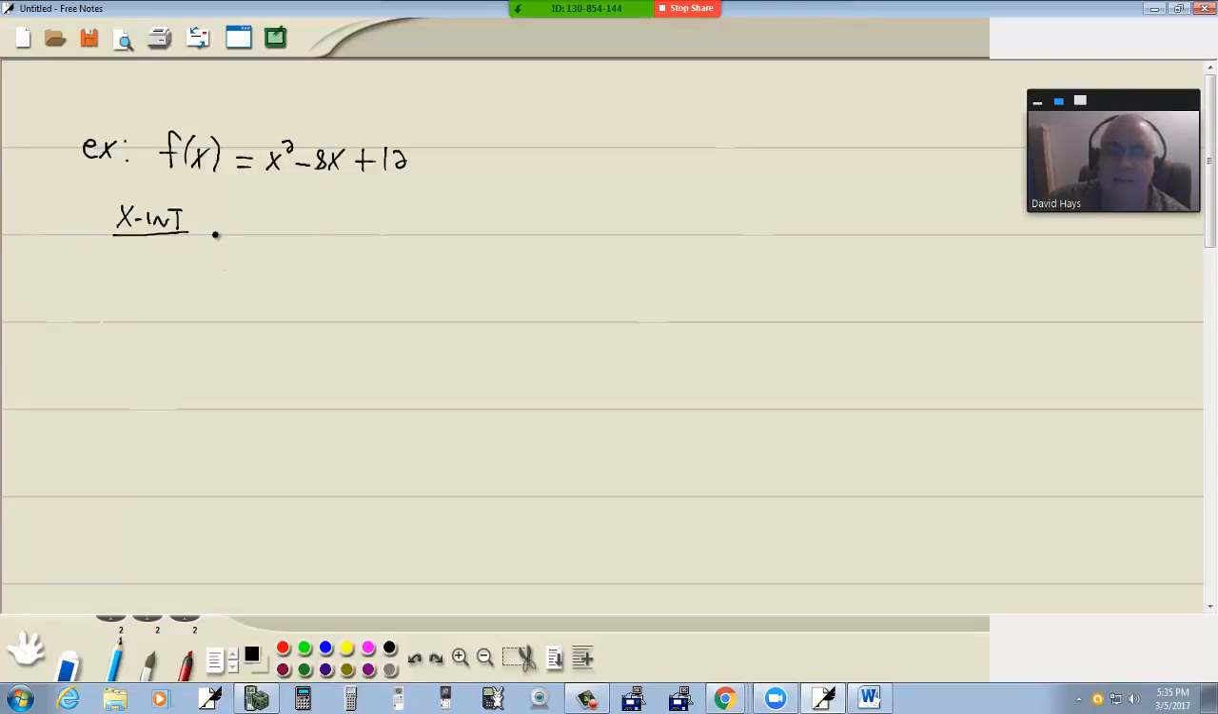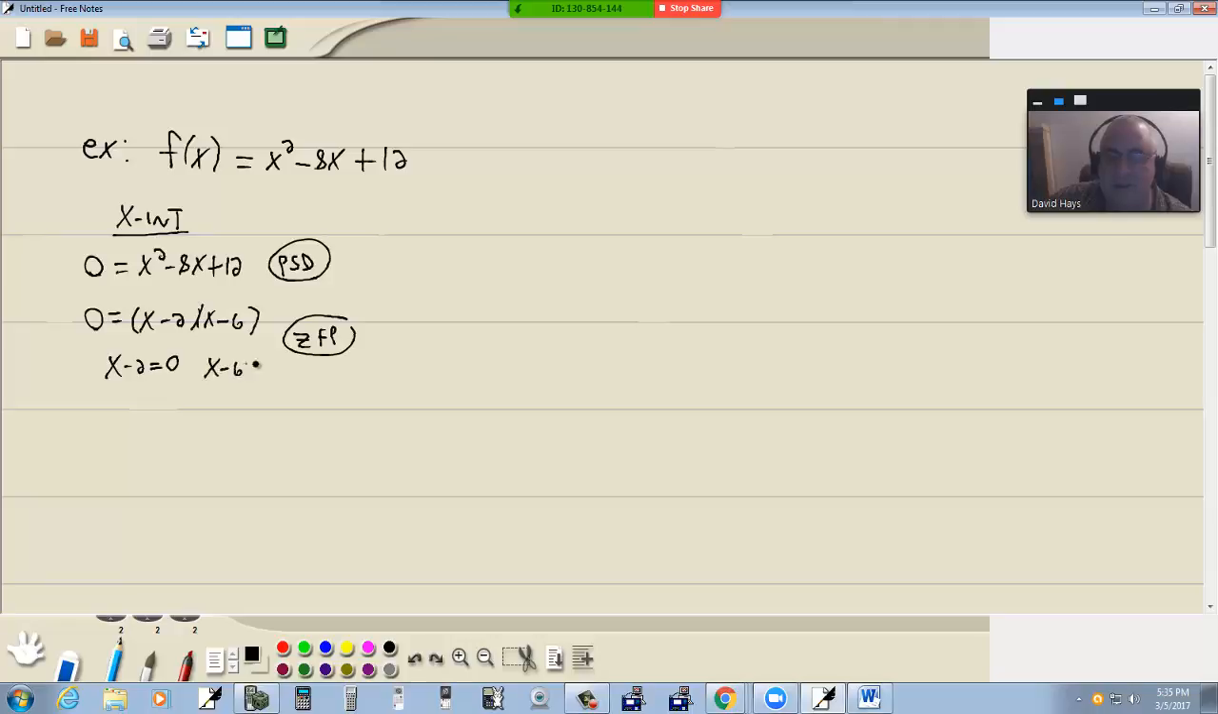Now remember, to find the x-intercepts, you plug 0 in for the other variable. So I plug 0 in for y. You might say, well, there is no y. But remember, f of x is the same as y. So we got 0 is equal to x squared minus 8x plus 12. Now this will factor using the PST. So this factors as x minus 2 times x minus 6. Now, zero factor property says you get 0 on one side, you factor the other side, you set each factor equal to 0. So I'll set x minus 2 equal to 0 and x minus 6 equal to 0. And that gives us 2 and 6. So this point would be 2, 0, and this would be 6, 0.